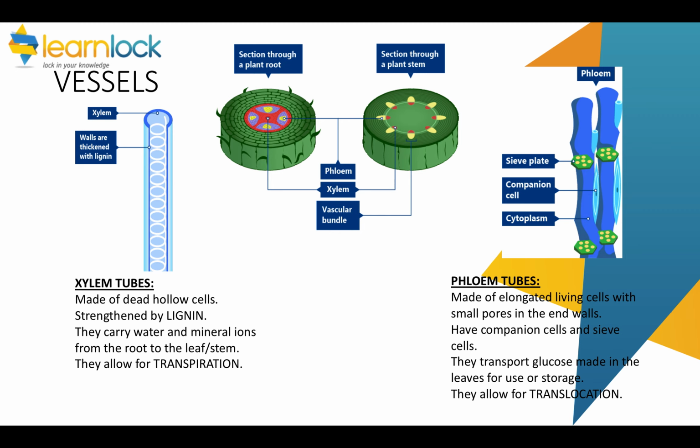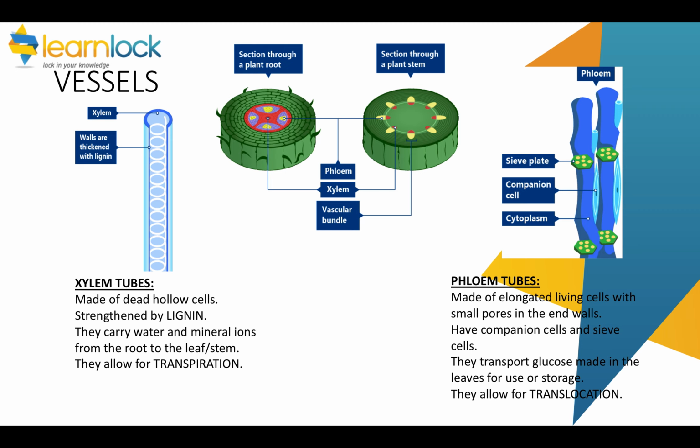Let's look at those vessels. Just like arteries and veins in a human, a plant has vessels to transport substances. One is called xylem. Xylem tubes are made of dead cells and they're just hollow tubes, and they're made stronger by a chemical called lignin. Xylem carries water and minerals from the roots all the way up to the leaf and the stem, and they allow for this process called transpiration, which we'll talk about later.